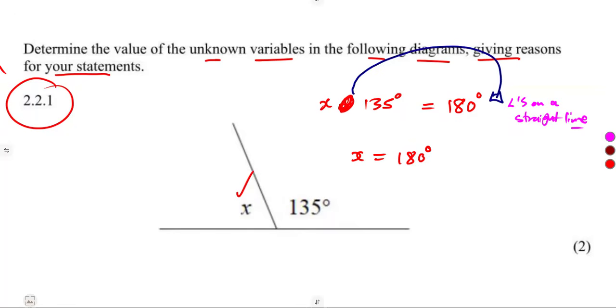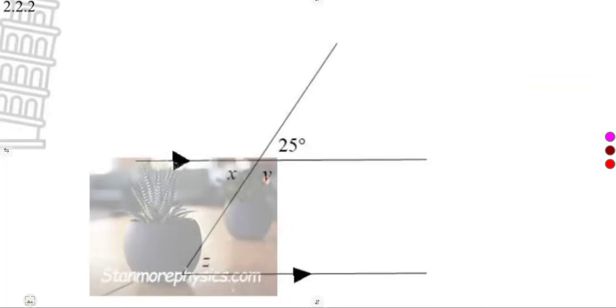Remember, it was a positive. So it changes to a negative. So that's minus 135. So subtract this from your calculator. You're going to get 45 degrees. All right. So that's our X value. Moving on to question 2.22.